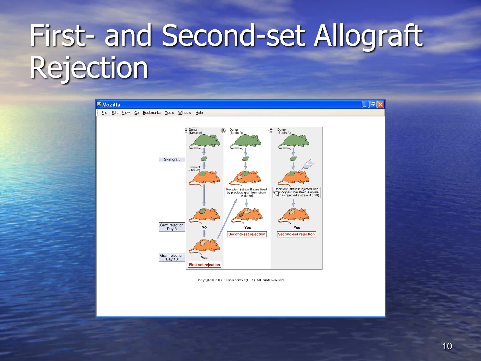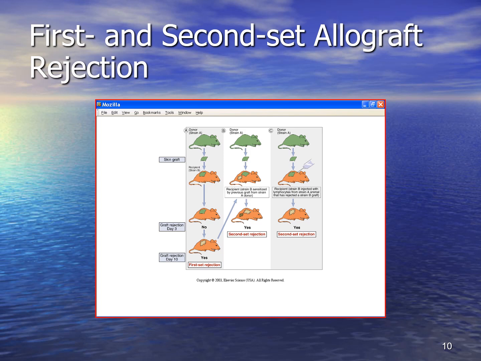This slide, which is visible right now to all of you, shows the first and the second set of allograft rejection. If a skin graft is considered, there are three images: image A, B, and C. In image A, the donor, shown in a green column, is strain A, and similarly for the other two donors in B and C. Basically, a skin graft is implanted onto a different individual of the same species.